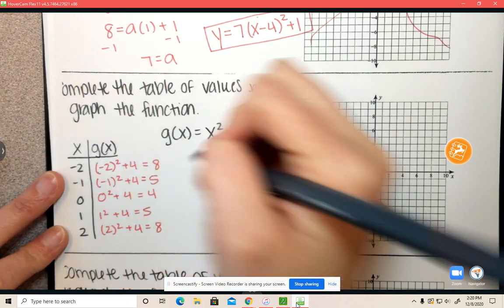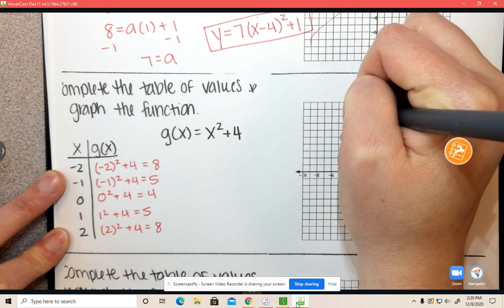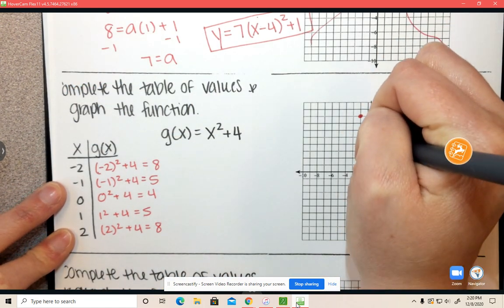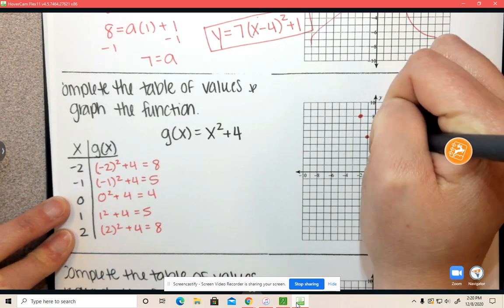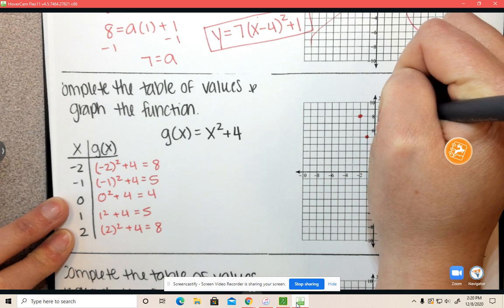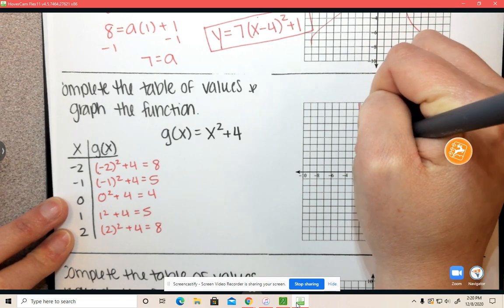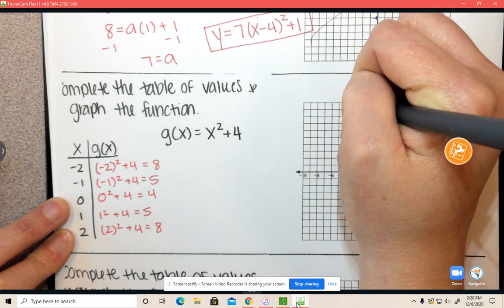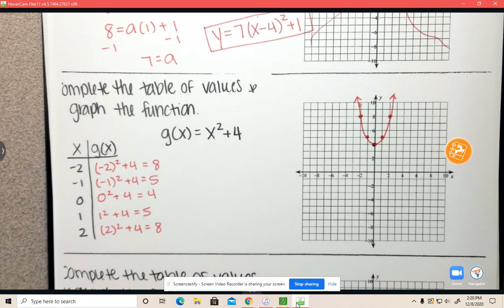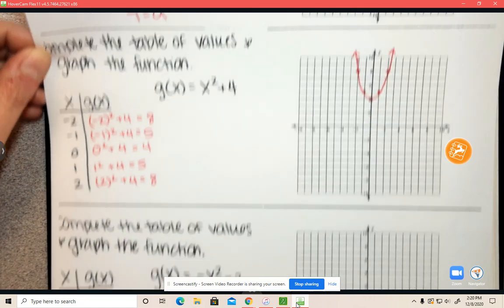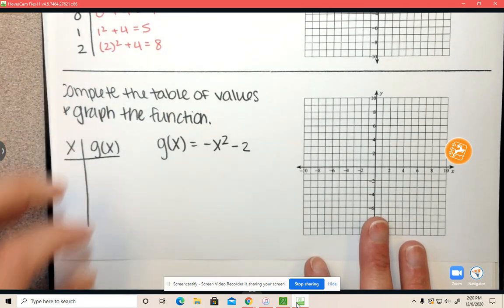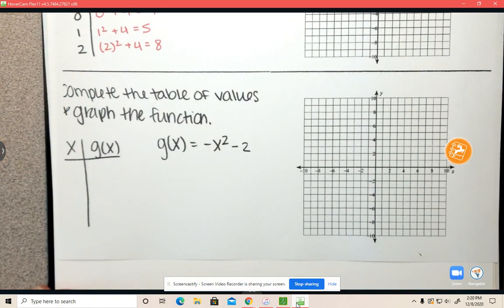So we can graph it: -2, 8, -1, 5, 0, 4, and then you can just mirror it, or you can graph those other points. Okay? Should be easy peasy. And then our last one, complete the table of values and graph the function.